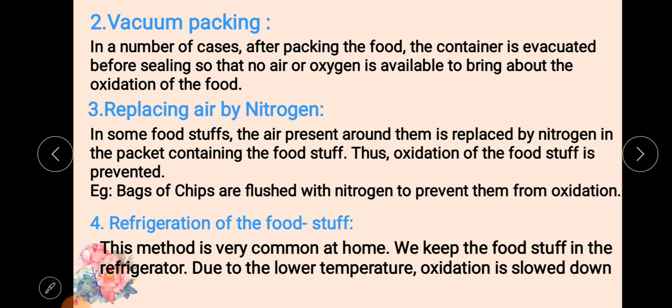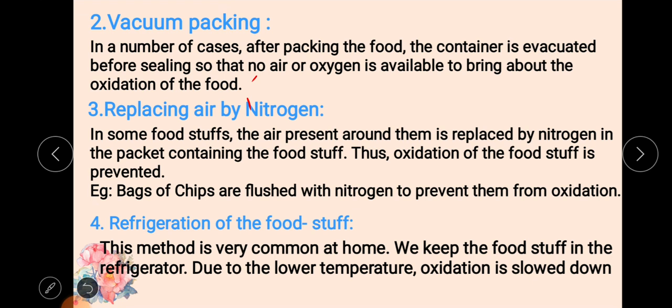While making pickles, we add more oil, or sometimes vinegar is added for some substances. Chopped onions, if kept for a long time in a vinegar solution, will not get rancid. It is also a preservative. The second method is vacuum packing.